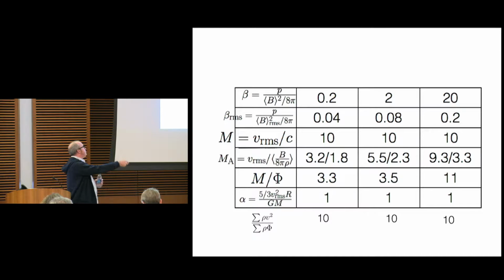And the virial parameter formally is 1 if you define it as the RMS velocity times the radius over G, which is pretty typical. But if instead you measure the kinetic energy over the gravitational binding energy, you find a value of 10, which is a result of the fact that the velocity and the density and the potential are all correlated.